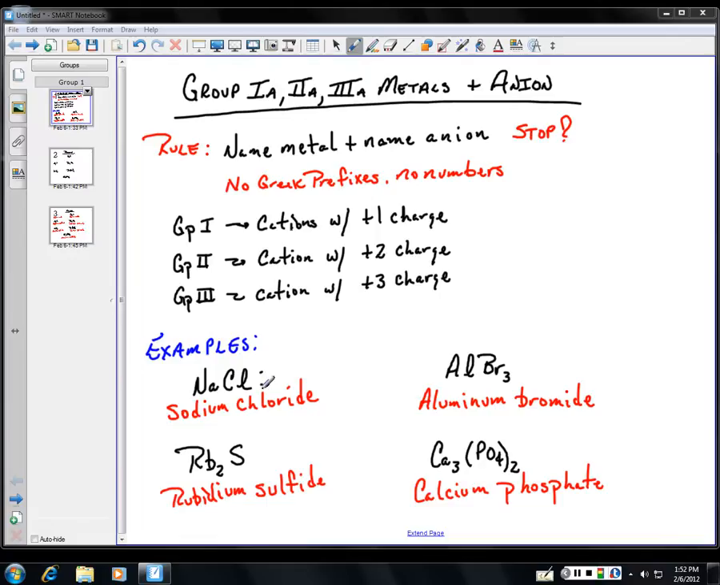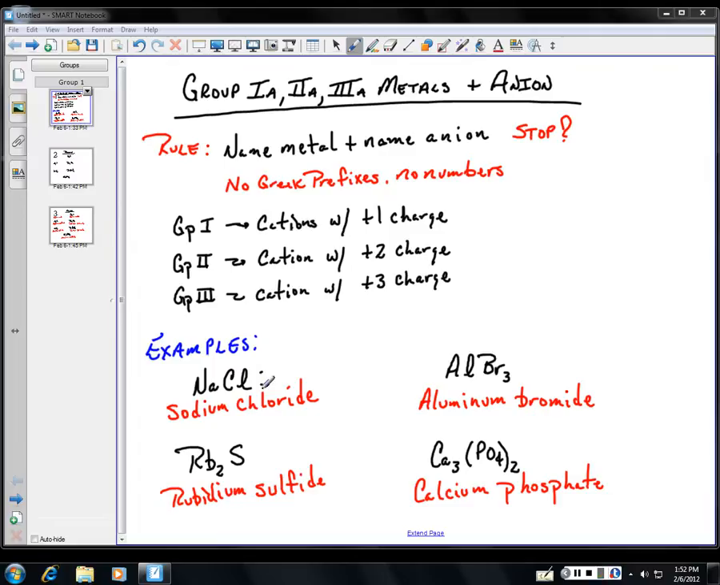The rule is pretty simple. Name the metal, name the anion, and stop. Do not put any Greek prefixes, no matter what the numbers, no matter what those little subscripts are. No Greek prefixes, no numbers, nothing. We name the metal with its real name. We look on our anion sheet and find the appropriate anion, and we write its name, and we are done.